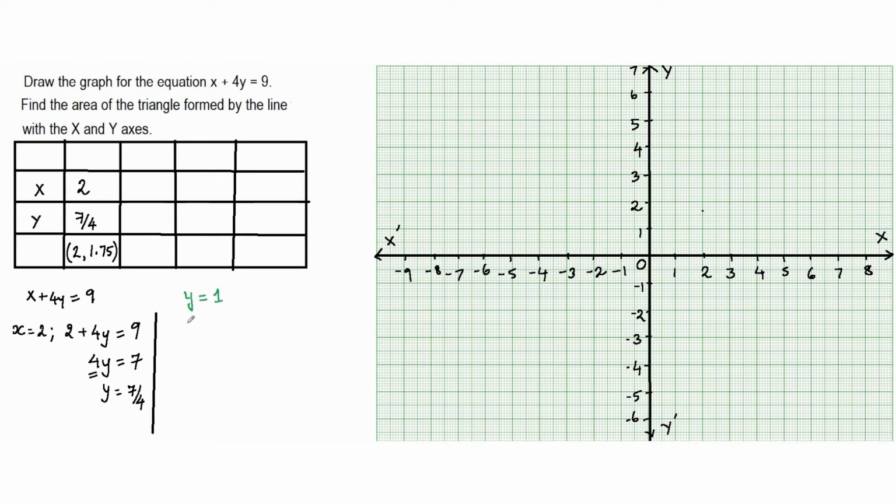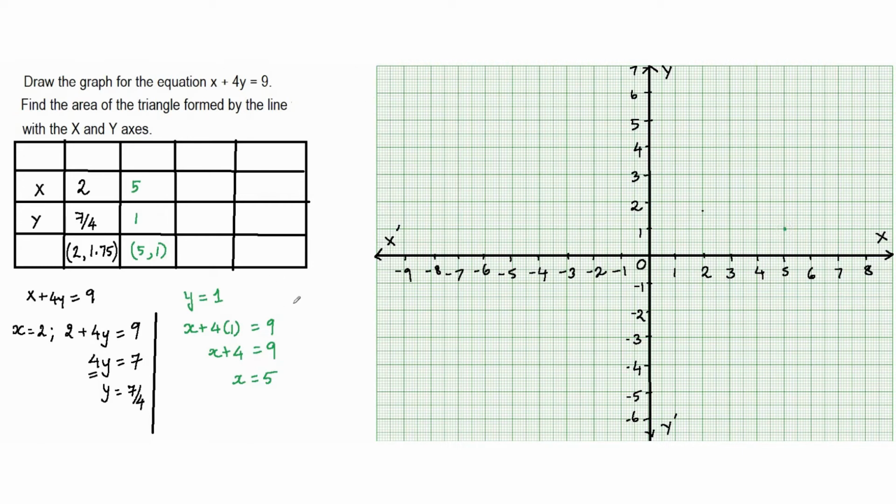So when y is equal to 1, I have x plus 4 times 1 is equal to 9, which means x plus 4 is 9 and therefore x is equal to 5. So when y is equal to 1, the value of x is 5, which means the point is (5, 1). And this is a good point to have. So let's quickly plot it. (5, 1) is right over here.